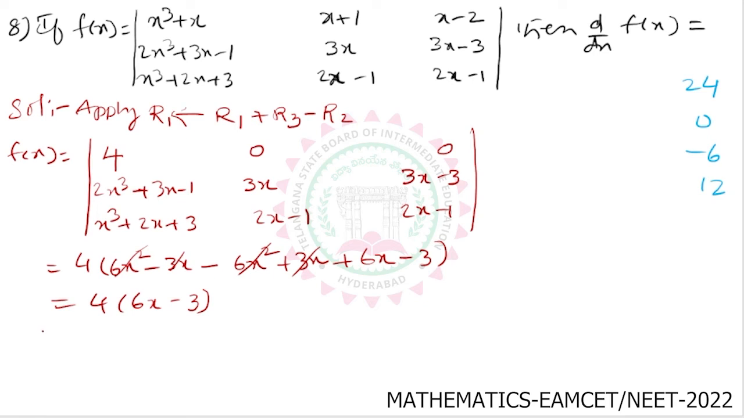So now if I differentiate with respect to x, what is my f dash x? This is 4 as it is. Derivative of x is 1 into 6. Derivative of 3 is 0. So 4 sixes are 24. Right. So I got the answer. So my answer is the first option, 24.